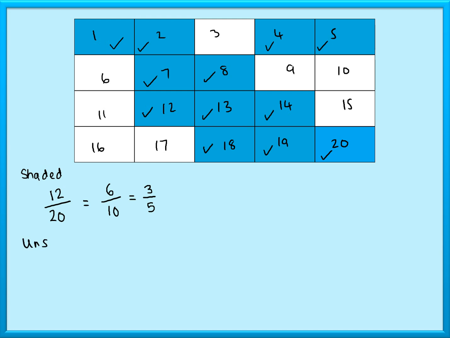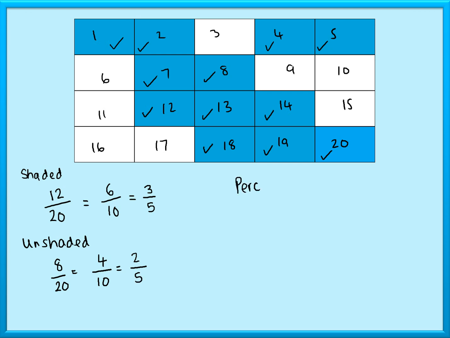If we looked at unshaded, we've got 1, 2, 3, 4, 5, 6, 7, 8 unshaded out of 20. If we cancel that down, 2 will go into both of those, 2's into 8 will go in 4 times, 2's into 20 will go in 10 times, and again 4 tenths. 2 will go into both of those, 2's into 4 twice, 2's into 10 5.